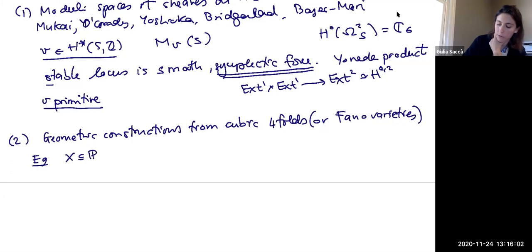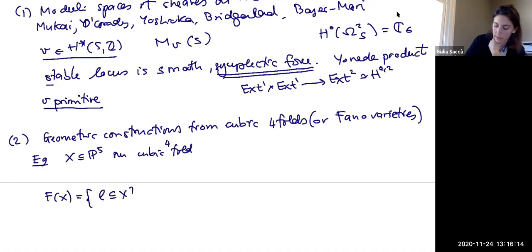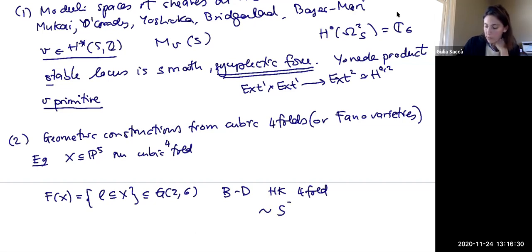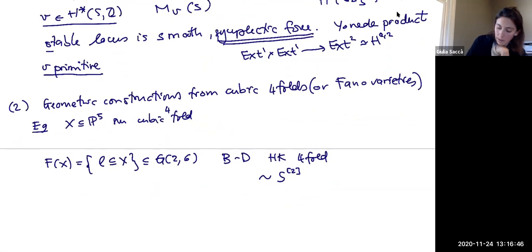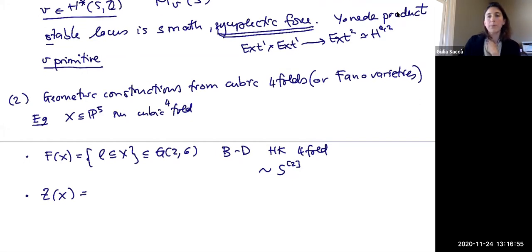So if X is a cubic fourfold, a smooth cubic fourfold, I can take F(X) to be the variety of lines in X inside the Grassmannian G(2,6). And Beauville–Donagi showed in the 80s that this is a hyperkähler fourfold deformation equivalent to the Hilbert scheme of two points on the K3. So it's in the first deformation class. So this is parametrizing lines, so rational curves of degree one on this smooth hypersurface of degree three in P^5. And similarly, we get something which is usually denoted Z(X), which now instead of parametrizing lines, parametrizes twisted cubics in X.